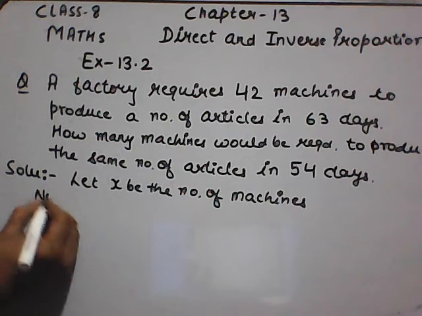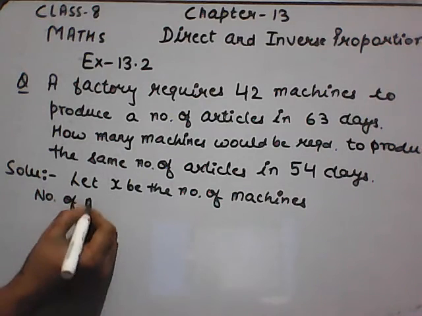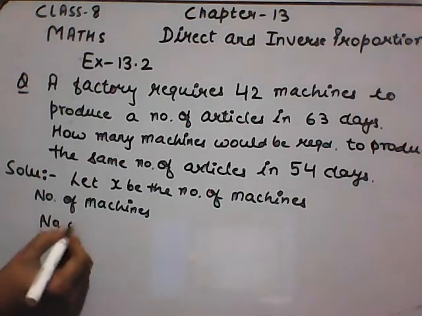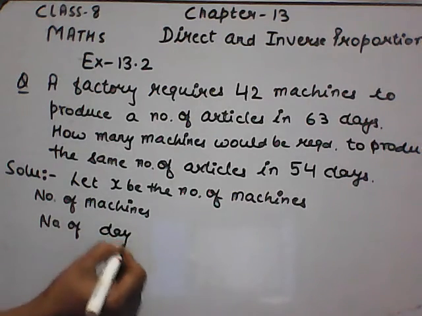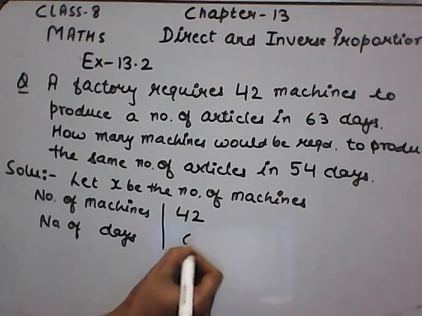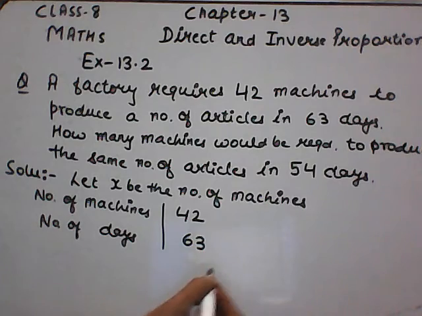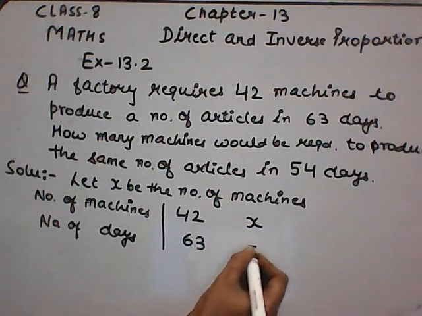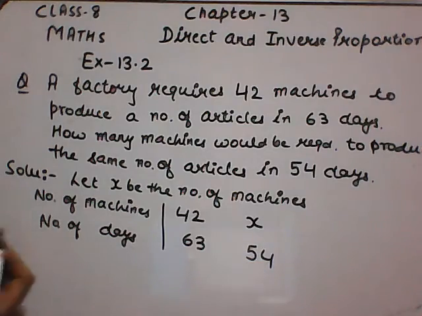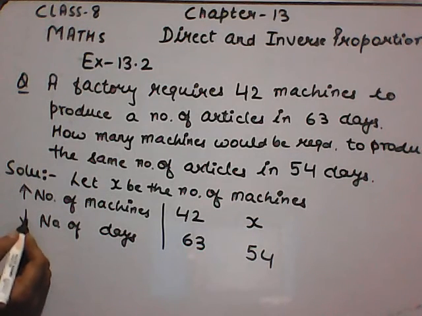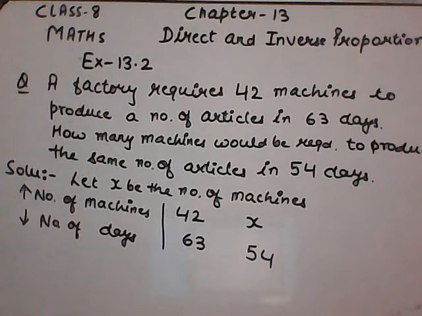Here the number of machines and the number of days are given to you. If there are 42 machines, then they produce the same number of articles in 63 days. Let x be the number of machines to produce the same number of articles in 54 days. Here, as we increase the number of machines, the number of days or time taken by machines to produce the same number of articles will decrease. So there is a case of inverse proportion.